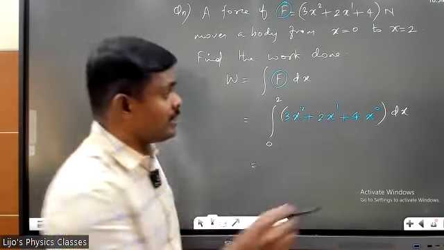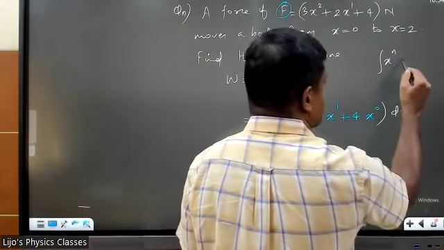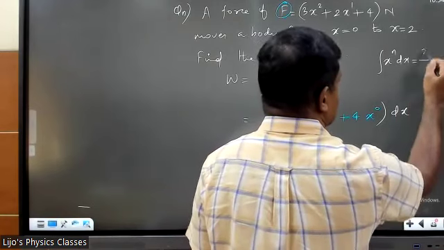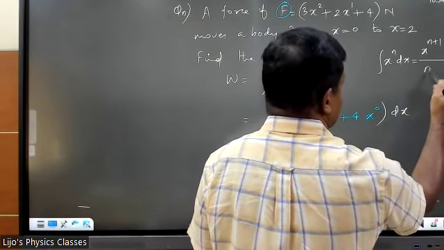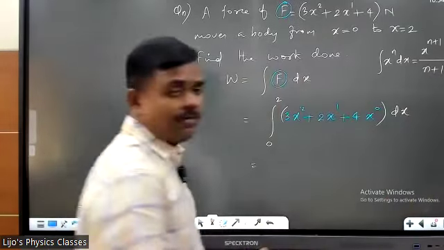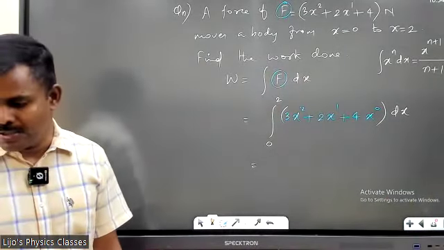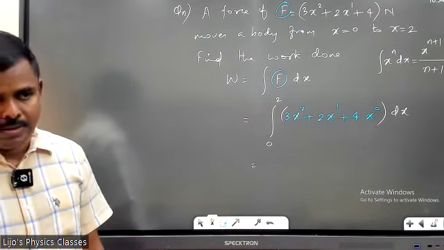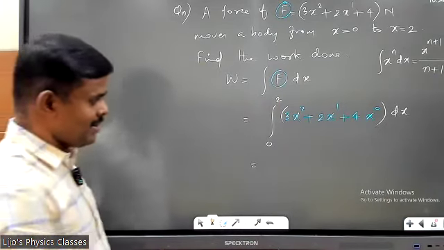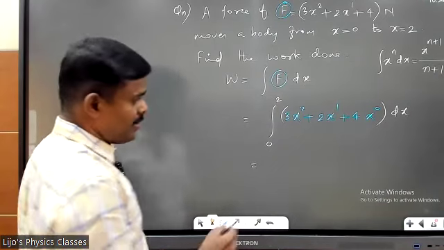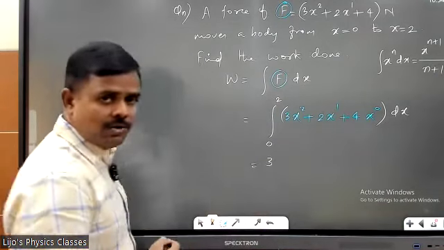Write this: integral x raised to n dx. That is x raised to n plus 1 over n plus 1. Right. First, you will keep this 3 out.